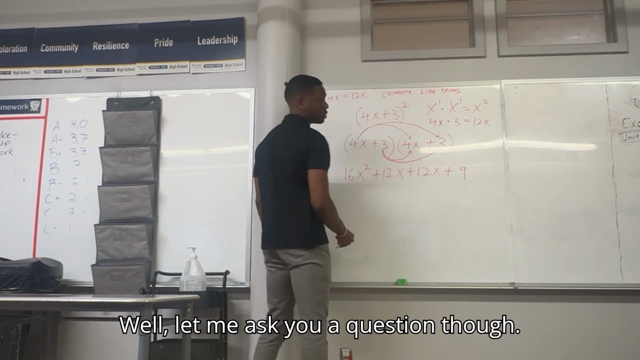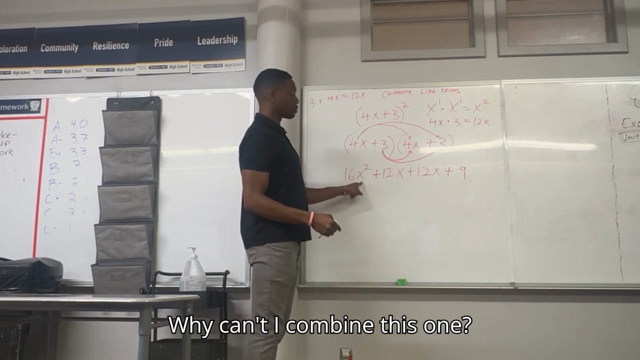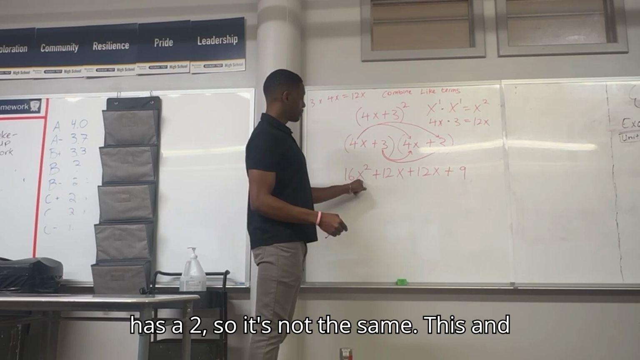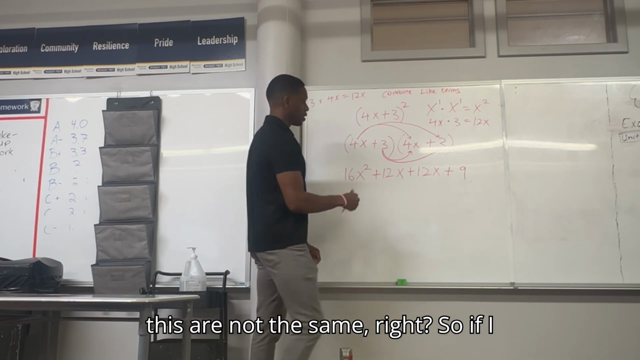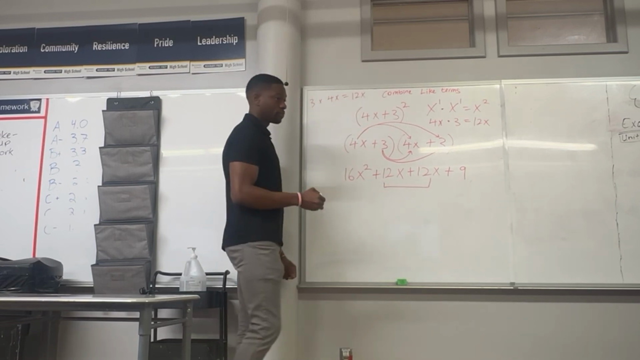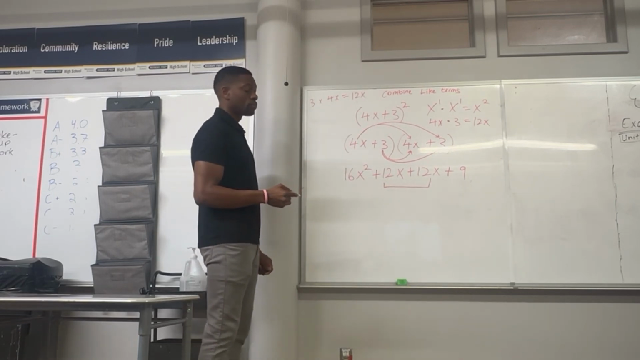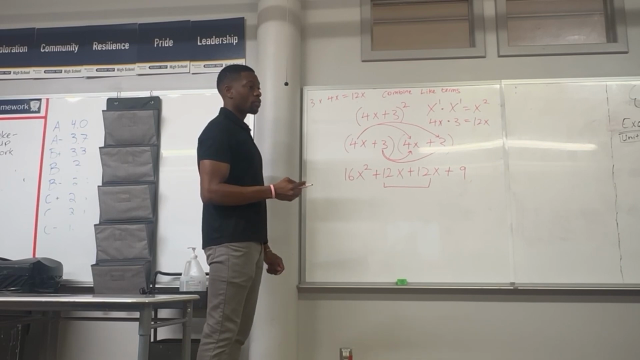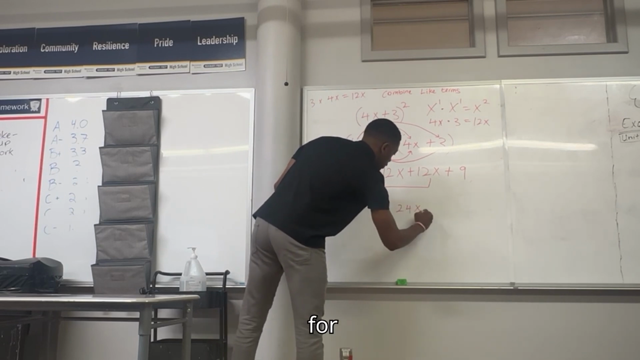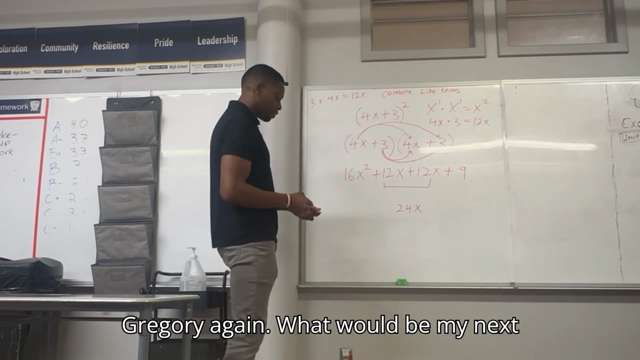But let me ask you a question though. Why can't I combine this one? Because it has a 2, so it's not the same. This and this are not the same. Alright, so if I combine these 2, what would that give me? 24. 24 what? 24x, right? So 24x.